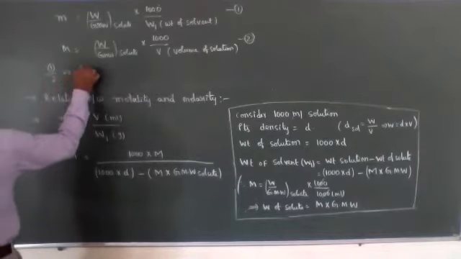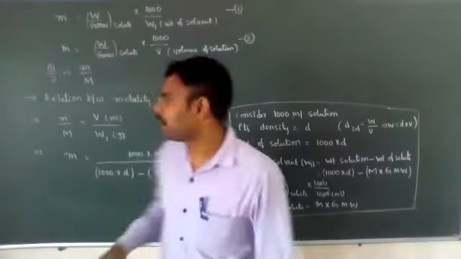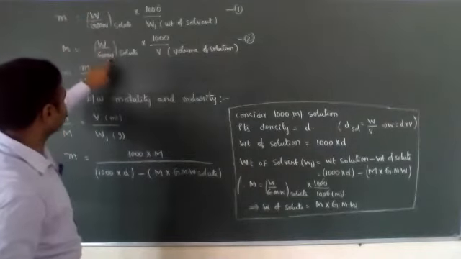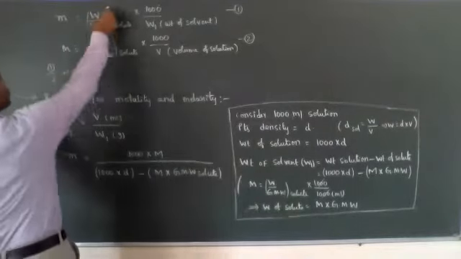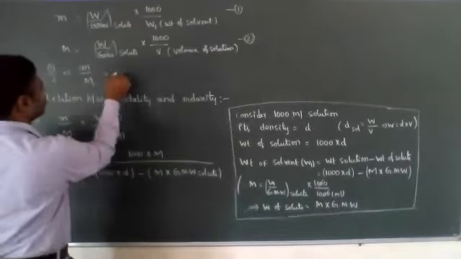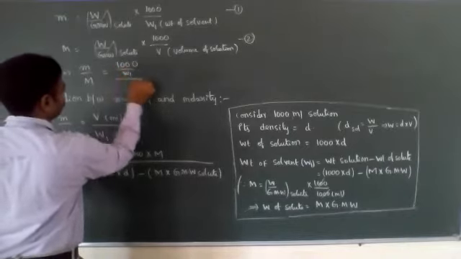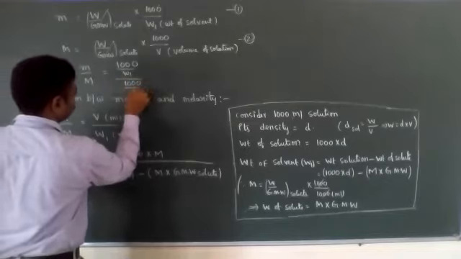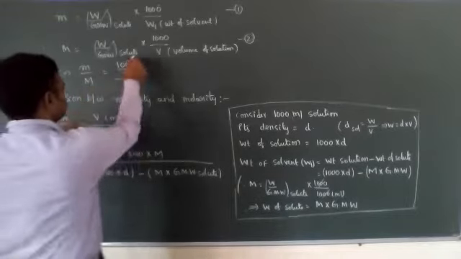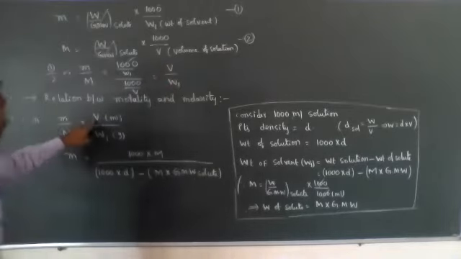1 divided by 2 means molality by molarity. Then what happens? The weight by gram molecular weight of solute in both will cancel. Then what do we get? 1000 by W1 whole by 1000 by V. This 1000 will cancel, and V by W1 will come. That is only V by W1.